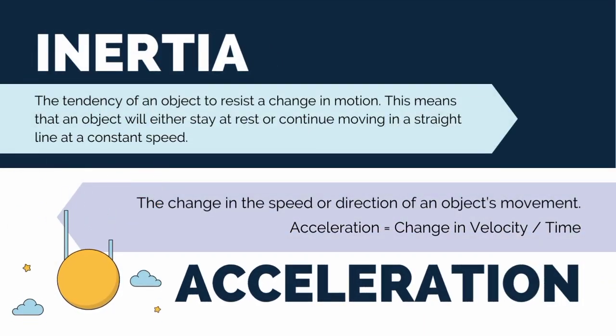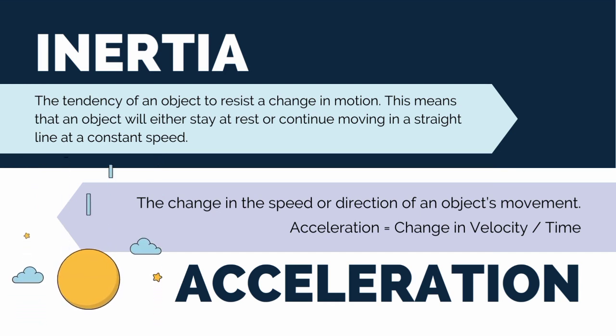Inertia is the tendency of an object to resist change in its motion. It's like an object's natural stubbornness to stay still if it's at rest, or to keep moving at a constant speed and direction if it's already in motion. The more massive an object is, the greater its inertia, meaning it's harder to get it to start moving, stop moving, or change its speed or direction.